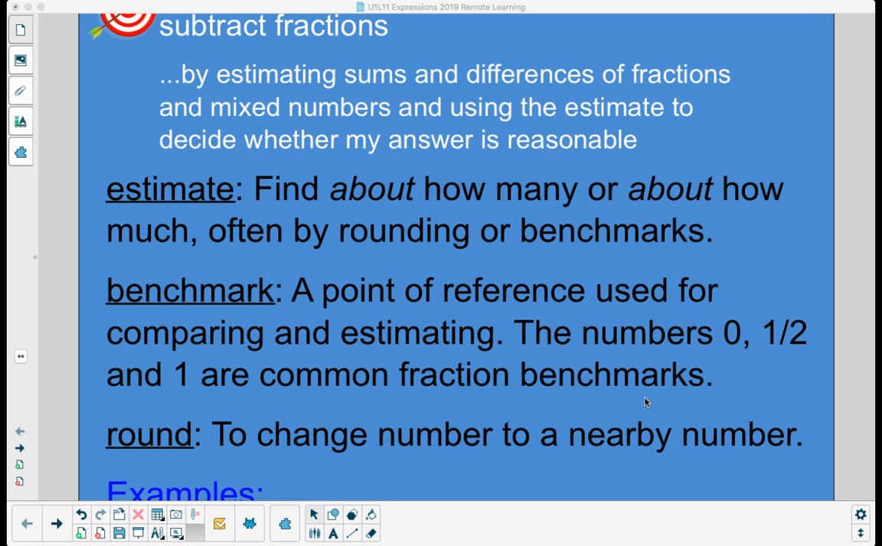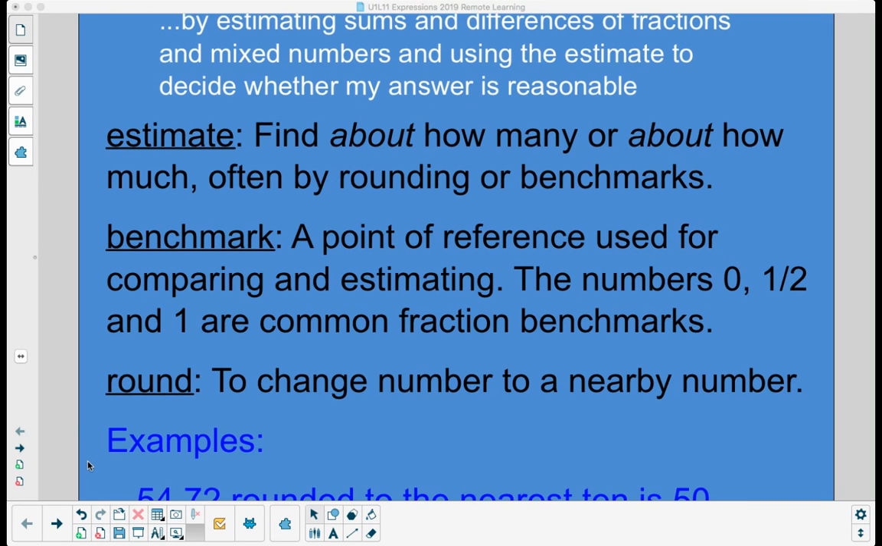We call them benchmarks because they just kind of are a reference for you. Like someone might say, hey, I'll meet you over by the park bench. Or I will meet you by the big oak tree. Well, in math, we're using numbers that are easy to use. So when we're using fractions, we think of the fraction around, is it hardly anything, close to 0? Is it closer to about half? Or is it closer to 1? Because those fractions are easy to use.